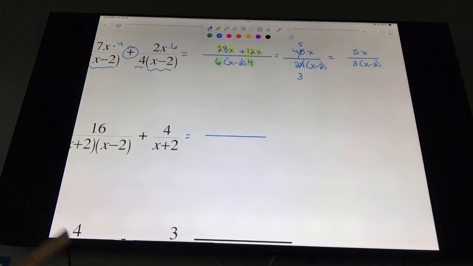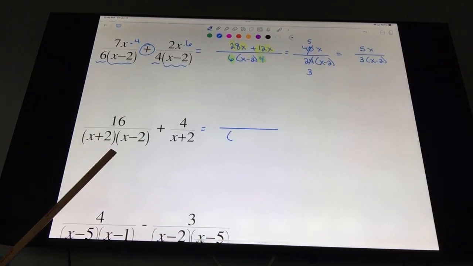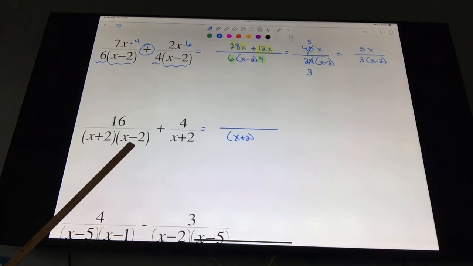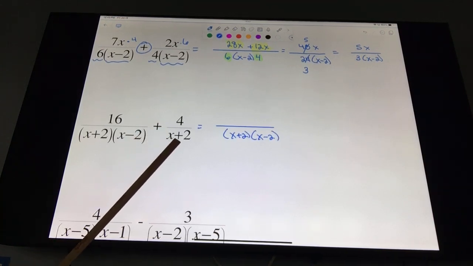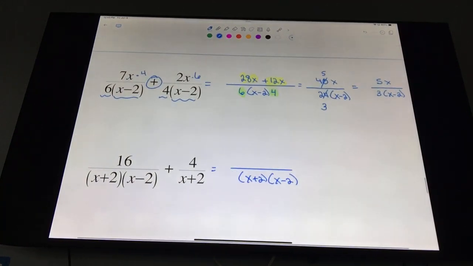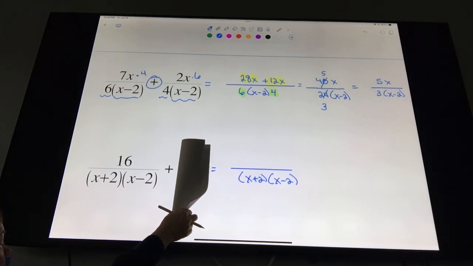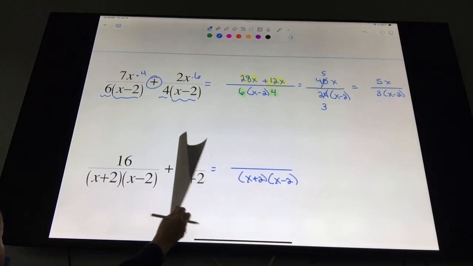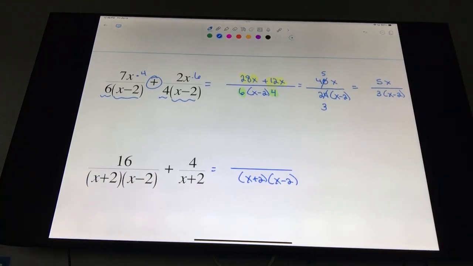All right. Next question. Make my common denominator. I need an x plus 2. I need x minus 2. I need x plus 2, which I already wrote, so don't write it again. All right, so what does the first denominator need? They're the same, so it doesn't need anything. What does the second denominator need? X minus 2.